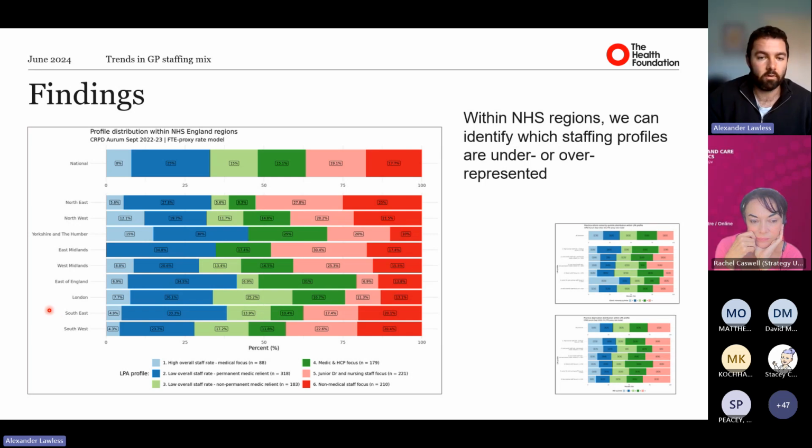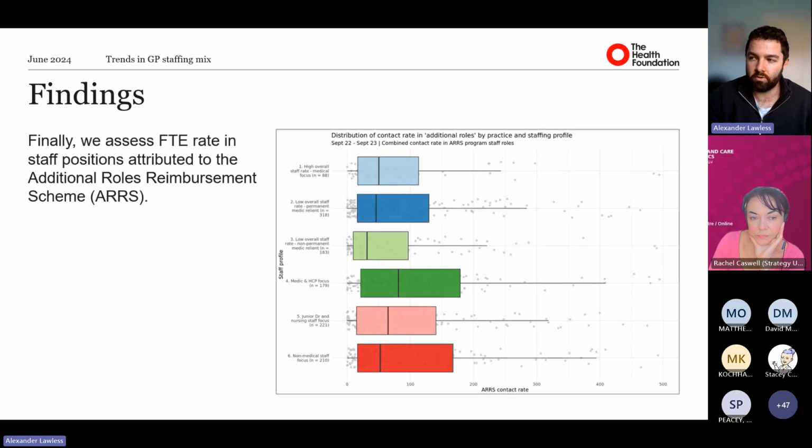So these types of tools can identify high level evidence of inequalities, which can then be analysed further. And we also pull the results back into the perspective of the additional roles scheme. As I mentioned, the additional roles covers a handful of non-medical professions. So if we plot contact rate in those roles at the practice level and split those out by each of our staffing profiles, we can see whether one profile compared to another is more likely to utilise additional role staff.